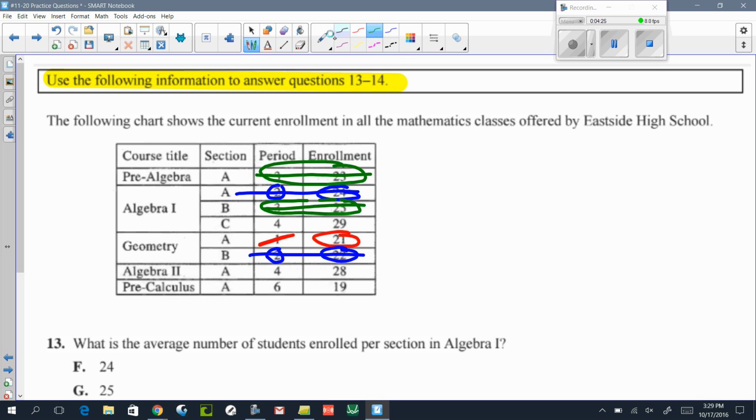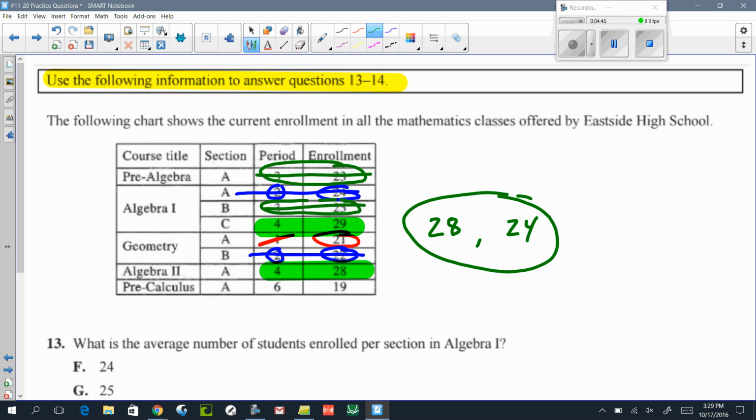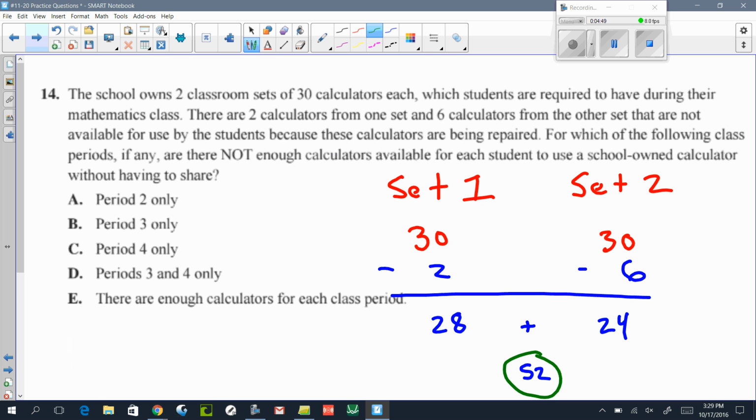The only issue comes up in period 4. Period 4, we have 2 large classes, a class of 29 and a class of 28. That's definitely going to be impossible with those sets of 28 and 24 calculators we have after we take out the ones that were destroyed. So these 2 numbers are going to be an issue for these numbers of students. Going back to the question, the only period where there's not going to be enough calculators is period 4.